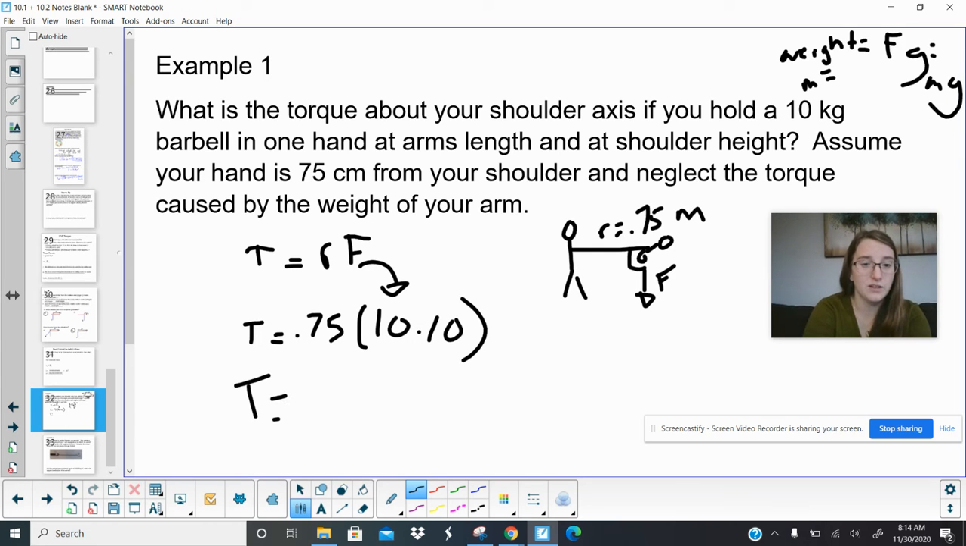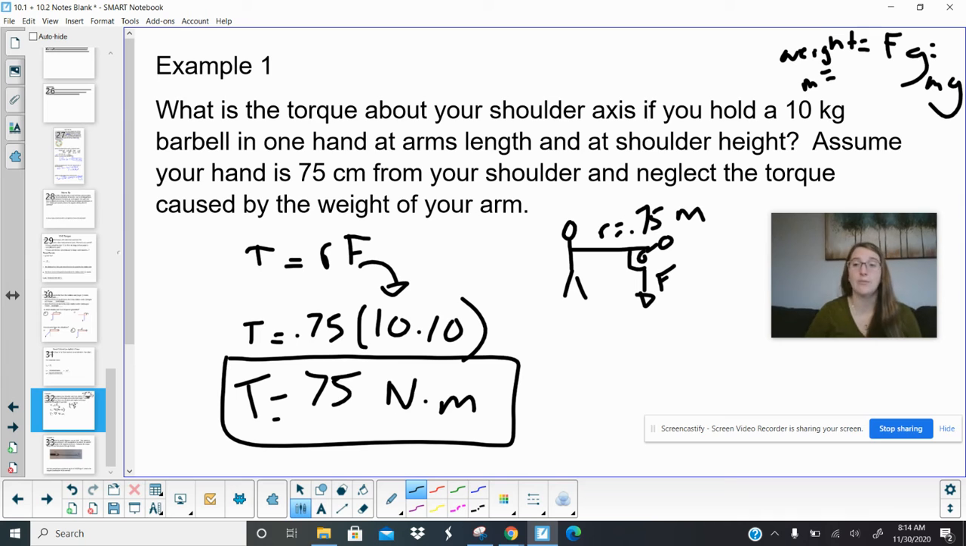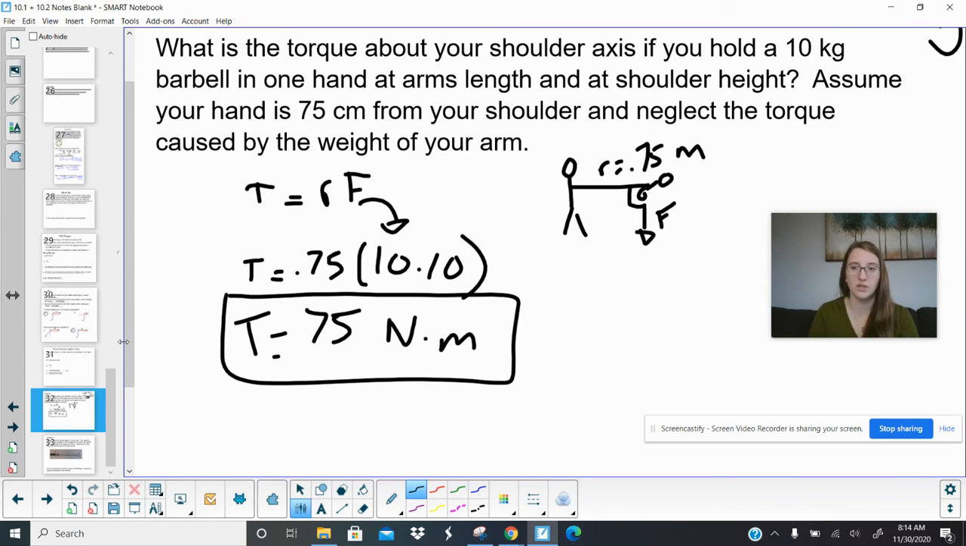So we have here, should just be 75, right? 75 newton meters. And that is how much torque is being generated. Again, to keep that barbell steady, you are generating an upwards torque yourself through your muscles. So the net torque would be 0. But if we're just looking at the torque of just the barbell, that's what's being generated here. How much force pulling down and the distance from your arm.